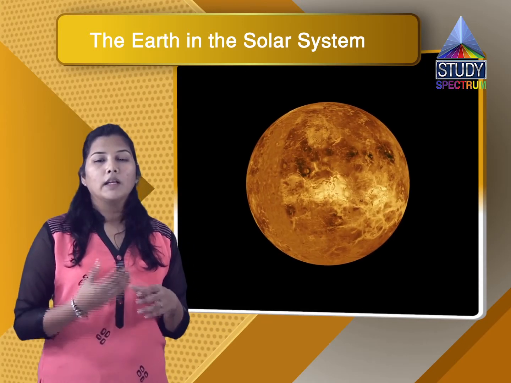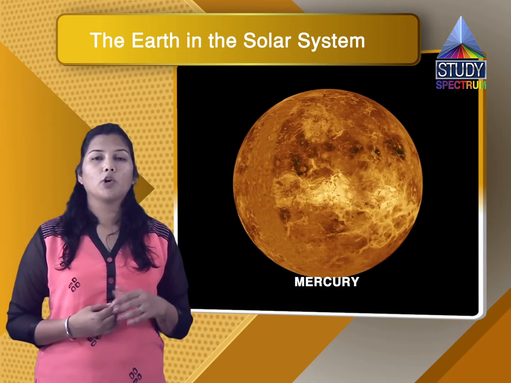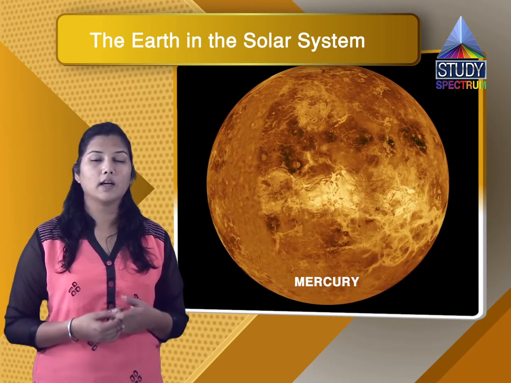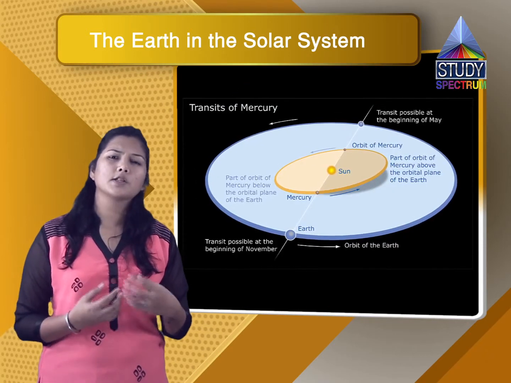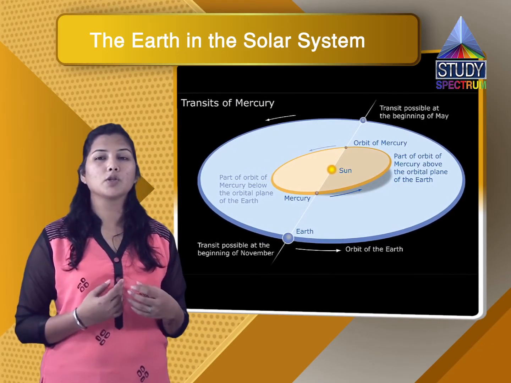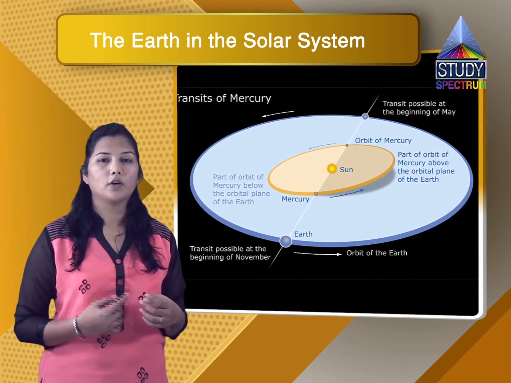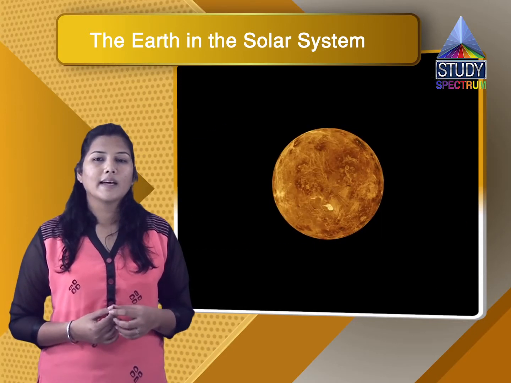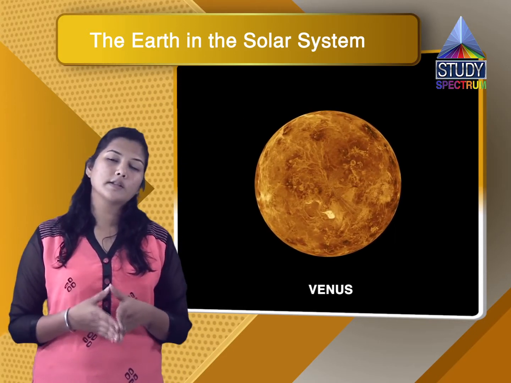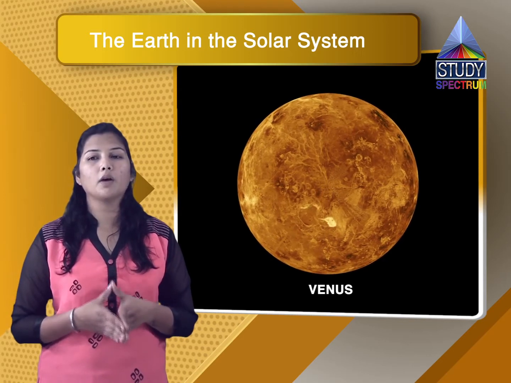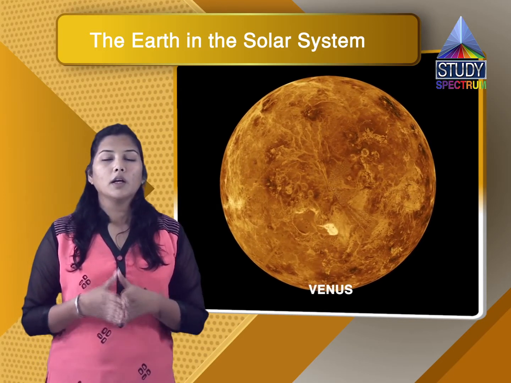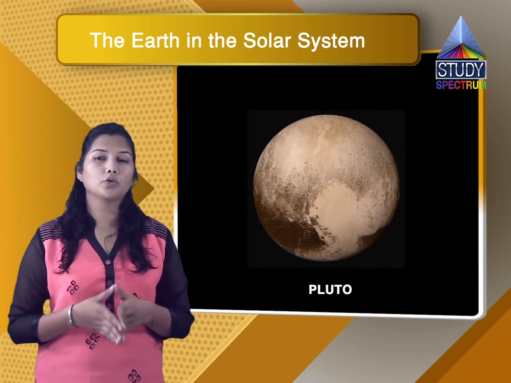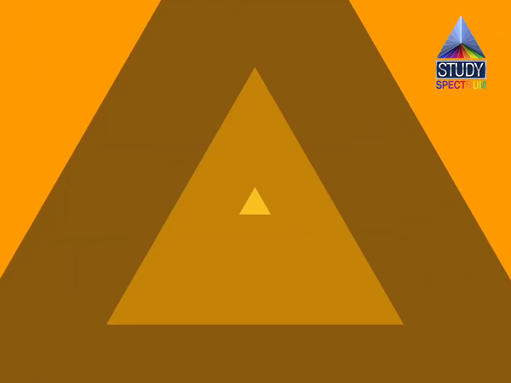Next, we're going to talk about the nearest planet. The nearest planet to the sun is Mercury. It takes just 88 days to complete one round around its orbit, or one total round around the sun. The second, Venus. Venus is also called the Earth's twin because its size and shape are very similar to the Earth. Now, there is a ninth planet that was also discovered, known as Pluto, also called the dwarf planet.